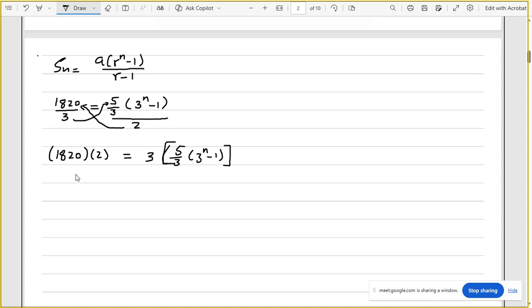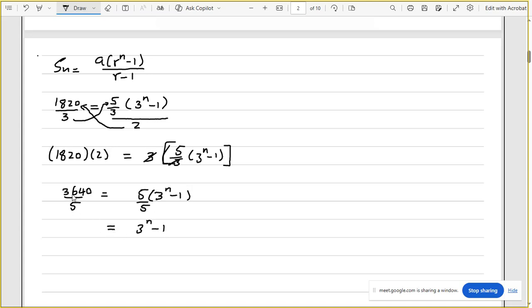What do you get when you multiply these two? What is 1820 times 2? 3640. Now look at this. This 3 will cancel with that 3, then I'm left with 5 into 3 to the n minus 1. I can divide both sides by 5 because I'm trying to isolate the 3 to the n. So the 5 cancels, and I'm left with 3 to the n minus 1.